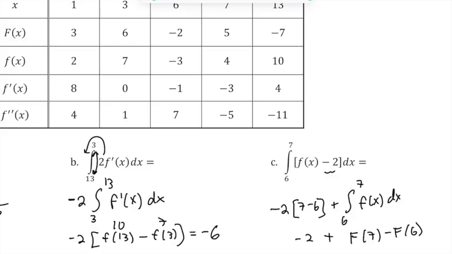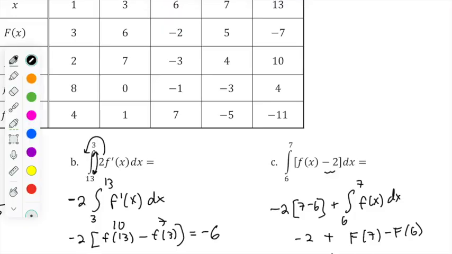Now, f of 7 is negative 7. And then f of 6 is negative 2. I take that back. f of 7 is going to be 5 minus f of 6, which is negative 2. So this is just going to leave me with 5 at the very end.